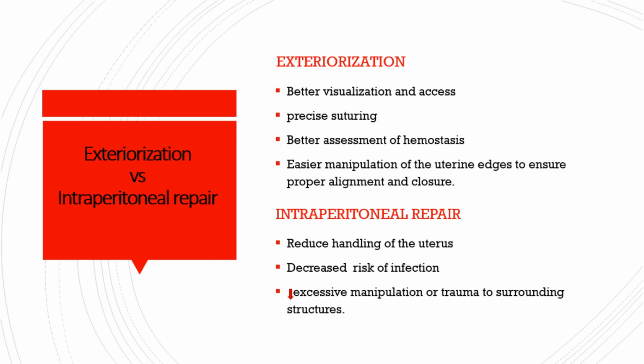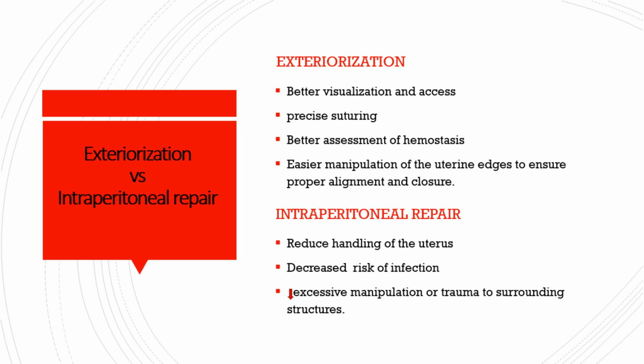Once the placenta has been removed, the next step is to close the uterus. The first decision to be made is whether you will exteriorize the uterus. Exteriorization involves bringing the uterus outside of the abdominal cavity for closure. In contrast, intraperitoneal repair involves closing the uterus while it remains inside the abdominal cavity. The choice between these techniques should be guided by individual patient circumstances, surgeon preference, and clinical judgment.